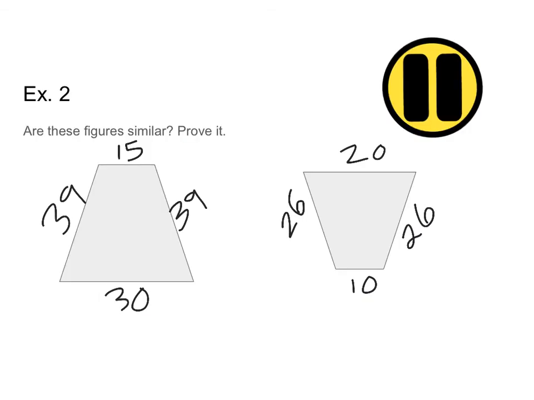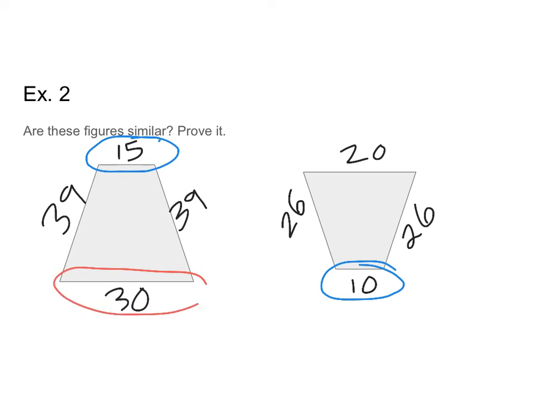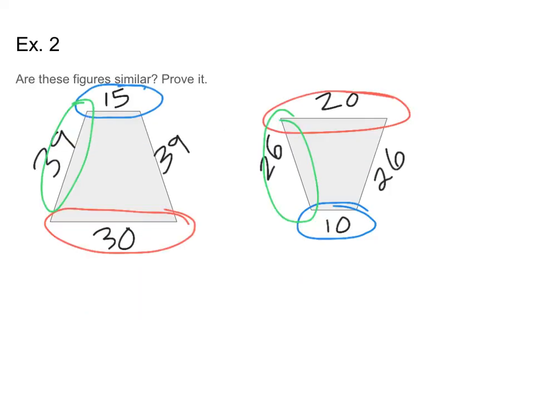All right, let's do another example. Are these figures similar? Pause and prove it. Okay, now that you've tried this on your own, this is the way I would do it. So first, I'm going to match up my corresponding sides, short with short, long with long, and then the slanty sides with each other. And since both of them are the same, I only need to test one of those 3 sides.